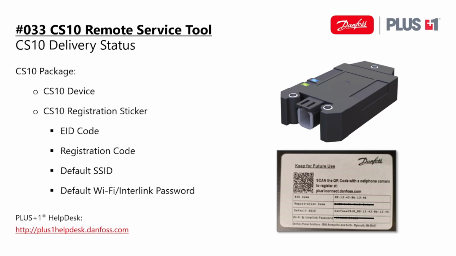And the Wi-Fi Interlink password is going to be necessary the very first time you try to communicate with this device over Bluetooth or over Wi-Fi, because it is the Interlink password that controls the connection to the service tool. This sticker is critical. If you lose the sticker, you will need to contact the PLUS+1 help desk in order to obtain this information. So I highly recommend putting this sticker on the back of the CS10 or in any known location where it will not get lost.